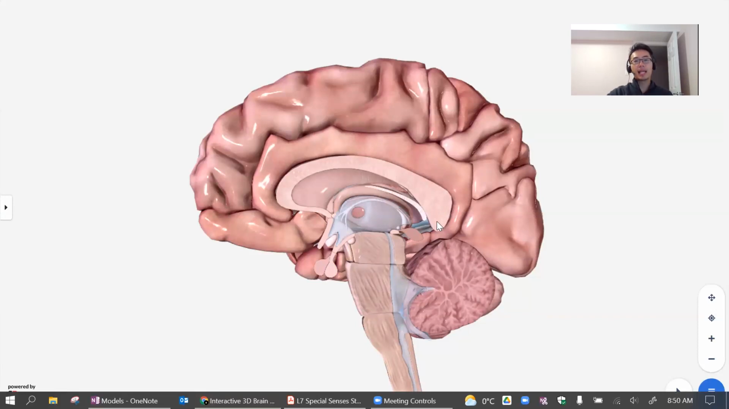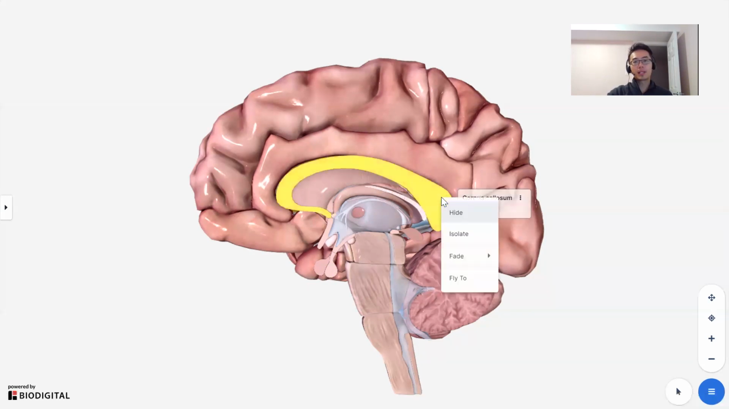I talked about this at least 5 times last week. What is this band here? This band. Anybody? Corpus callosum. Corpus callosum. That is correct. Okay, so maybe someone can type that in the chat if you want, just so other people can see it. I cannot write on this app right here, so as much as I want to label it, I won't be able to do that.